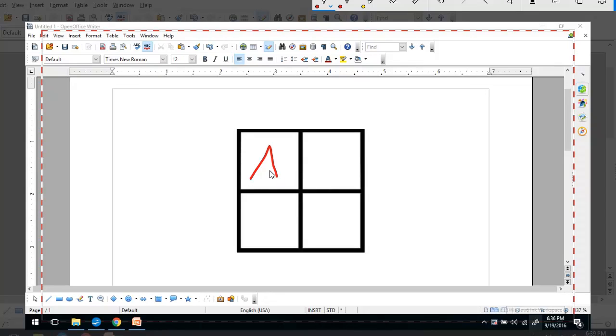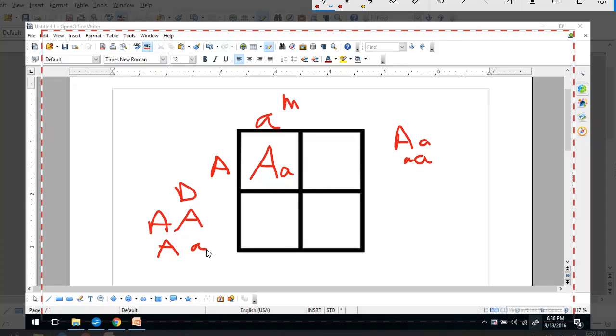Now let's go back to this one again. So we have mom up here and we have dad over here. We know one of them has to have this and one of them has to have this. So mom could be capital A, capital A, or capital A, little a. Dad could be capital A, little a, or little a, little a. We don't know. But as long as dad has a capital A to give and mom has a little a to give, then we're good. Of course, this could be opposite as well, right? This could be the mom and this could be the dad.